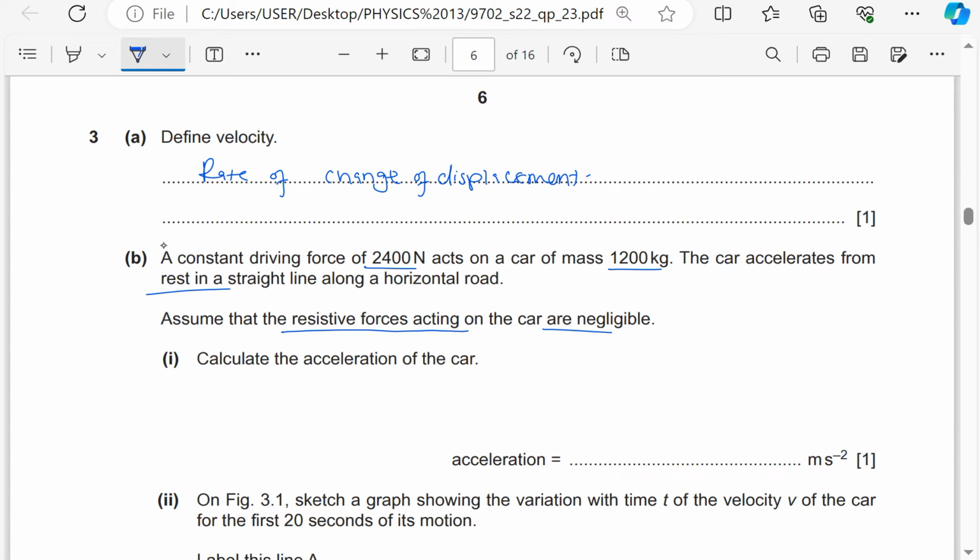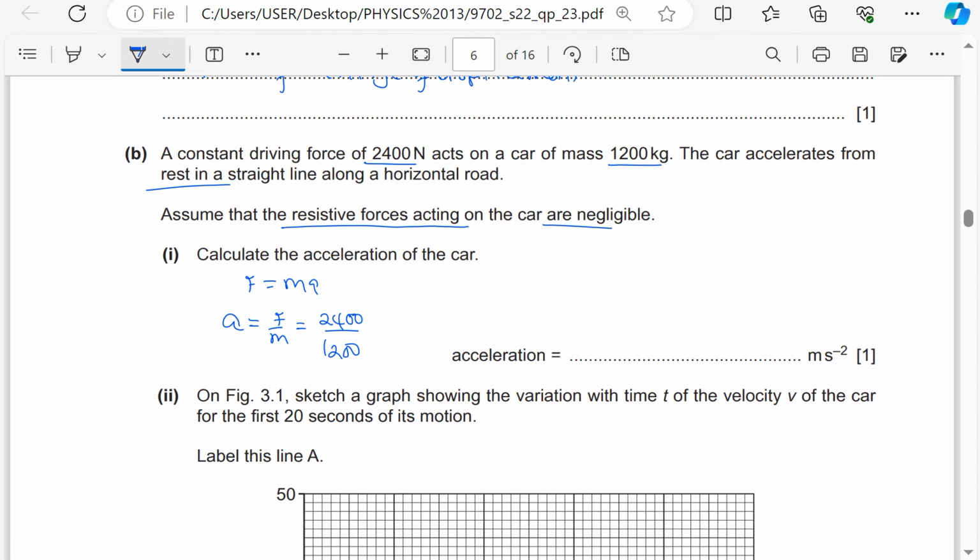If the acceleration is constant, then we shall simply use F equals m times a, which means the acceleration is going to be the force divided by the mass, which means this should be 2,400 divided by the mass, which is 1,200. I think this is just 2 or 2.0.